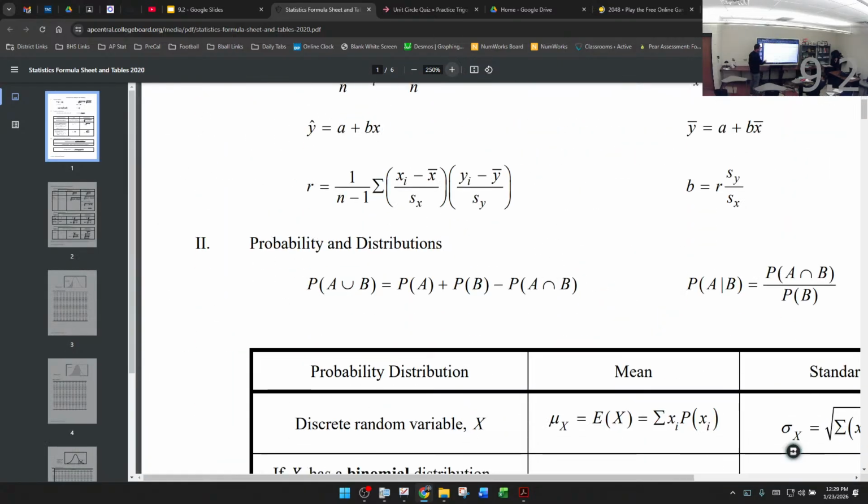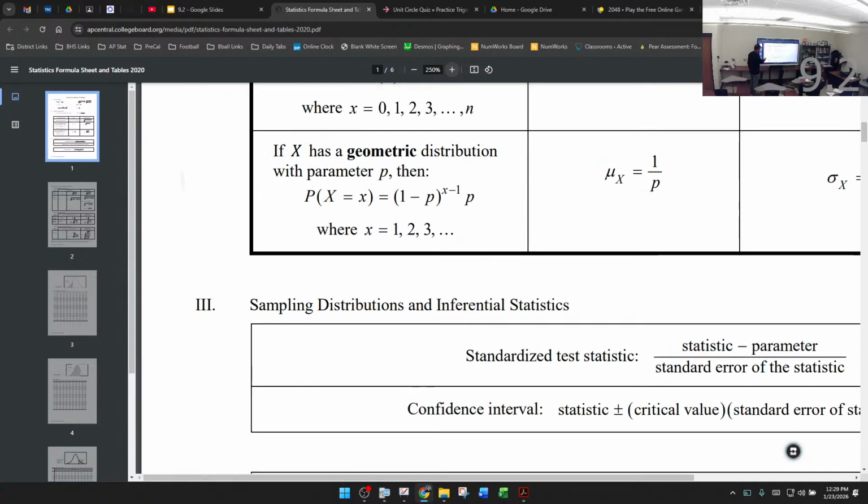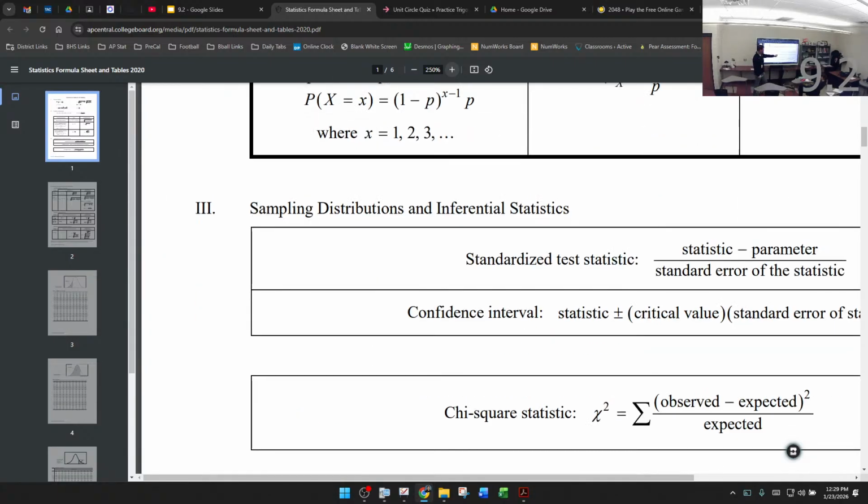Whoop, made it probably too big. It's right above confidence interval. Standardized test statistic: statistic, parameter, standard error of the statistic. I think I said standard deviation of the statistic, which is the same thing, there's not really any difference.